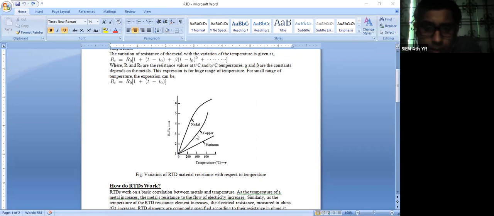Also in this regard, I can suggest you need to remember and shouldn't miss: what are the examples of RTD material? Here you can find three RTD materials are given: platinum, copper and nickel. So for MCQ, these questions are also important.